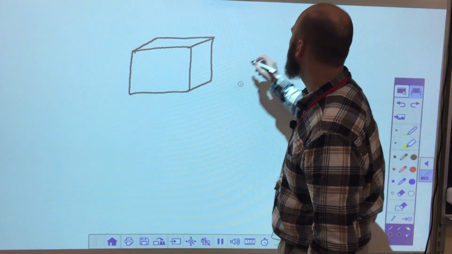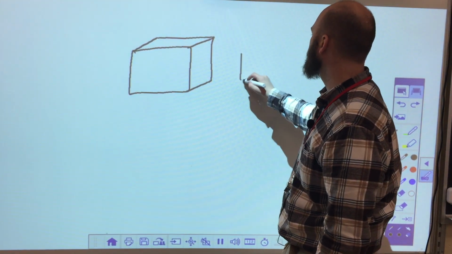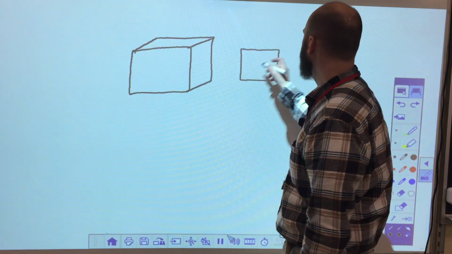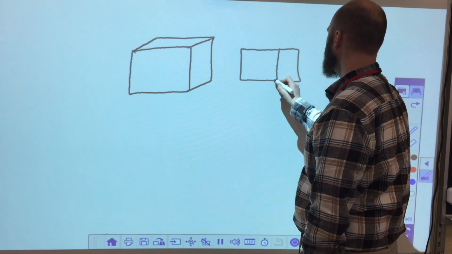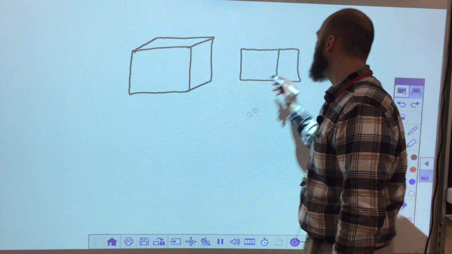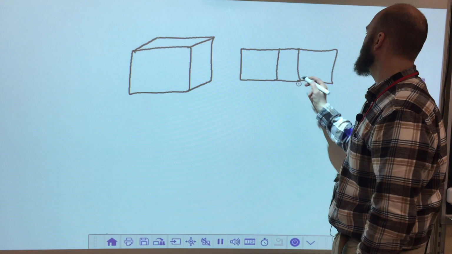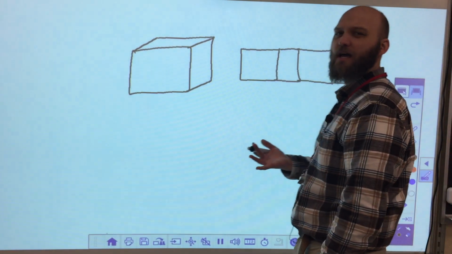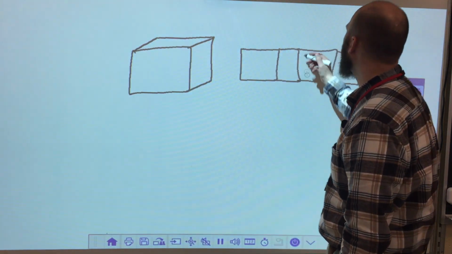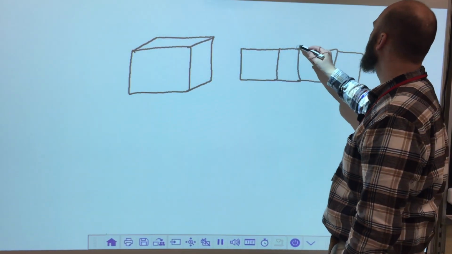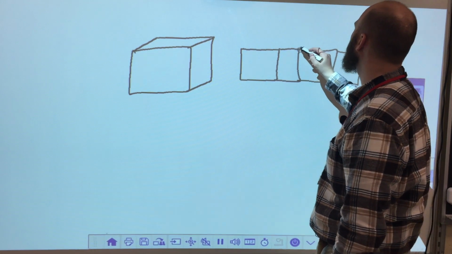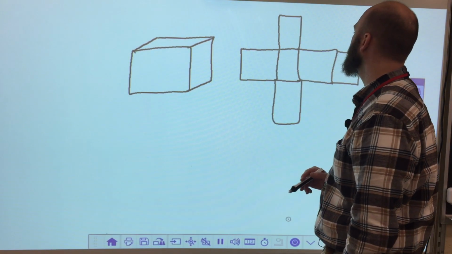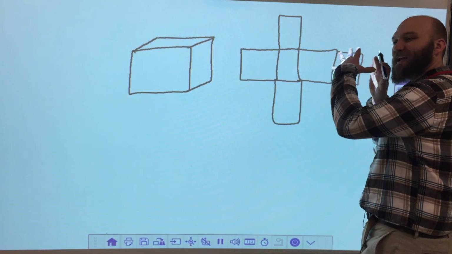If I look at this and I say, okay, well, here's the front. Off of the front, there's the side. Then on the other side would be the back. I'm laying it open, and then I need a fourth side. So now I have all 4 of my sides. What am I missing? I'm missing my top and my bottom. Well, the top and the bottom are probably going to be somewhere like this. Now I have what's called a net.